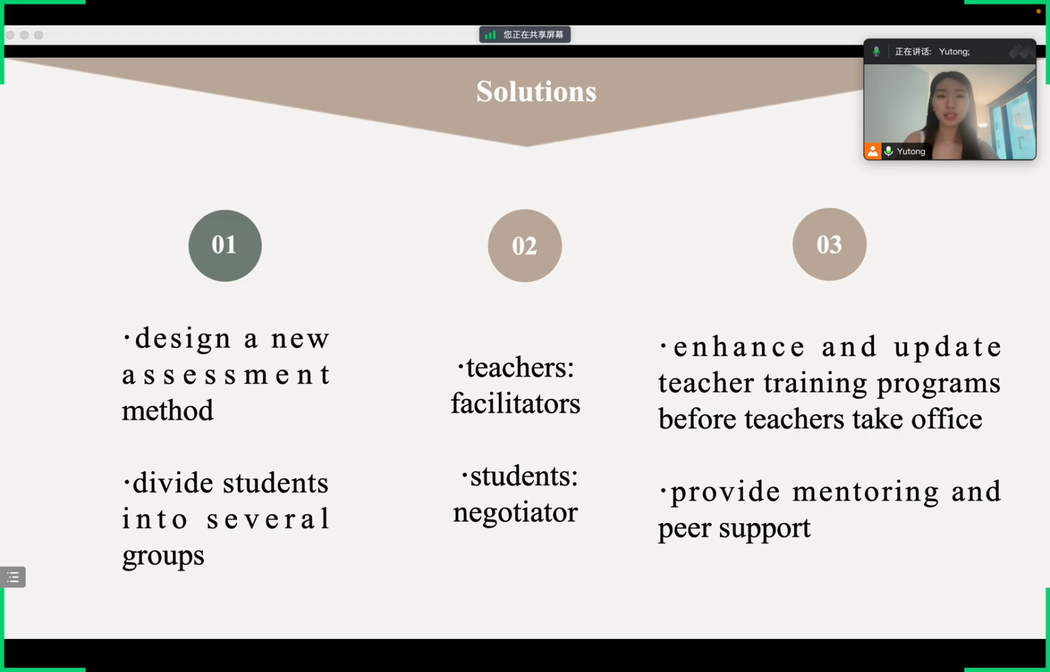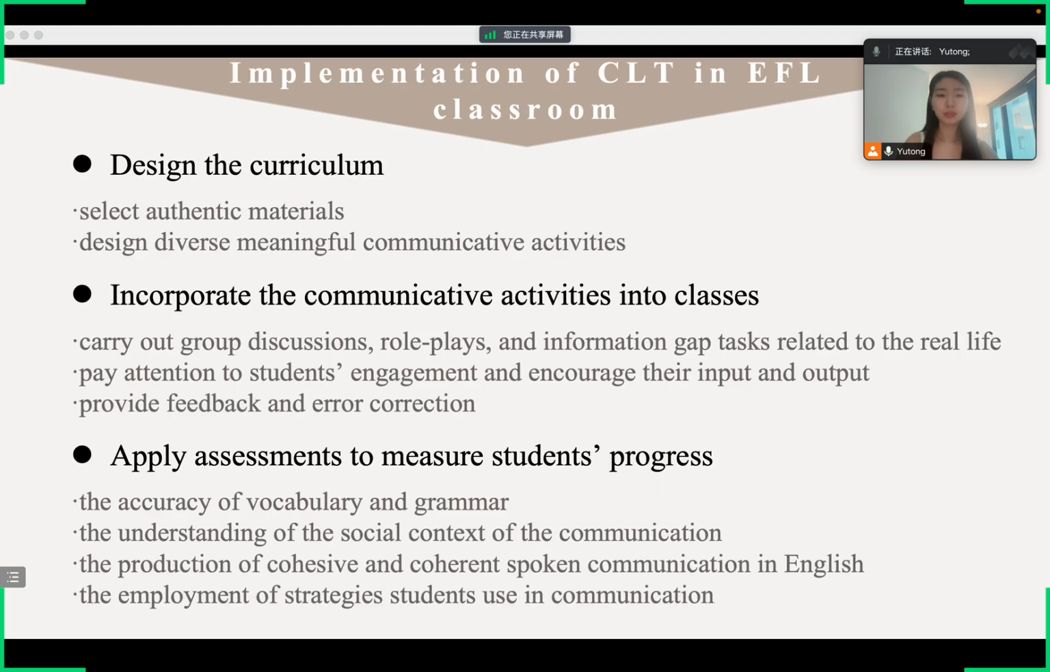For the second one, teachers should play their roles as facilitators and encourage students to play their roles as negotiators. And for the last one, teacher training programs before they take office should be enhanced to contain comprehensive coverage of CLT. And mentoring and peer support also need to be provided. Teachers who are trained inadequately can be paired with mentors who have expertise in CLT. After addressing these challenges, CLT can be effectively implemented into EFL classes in Chinese high schools.